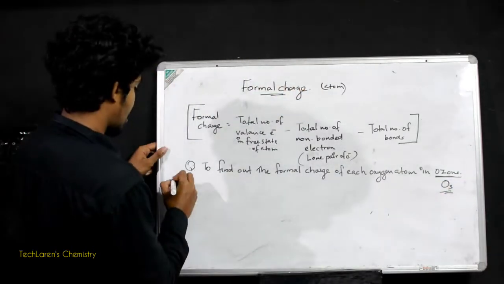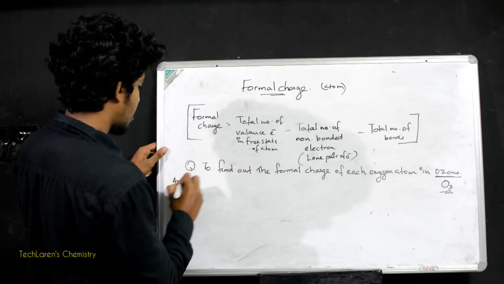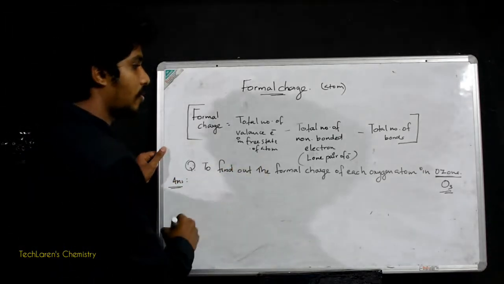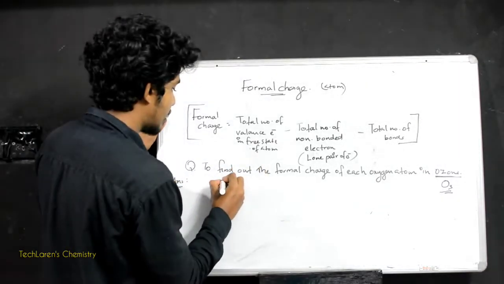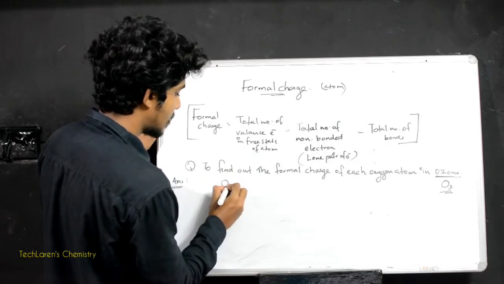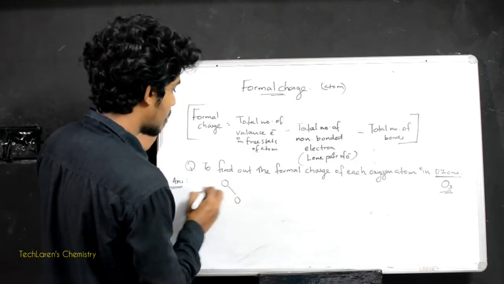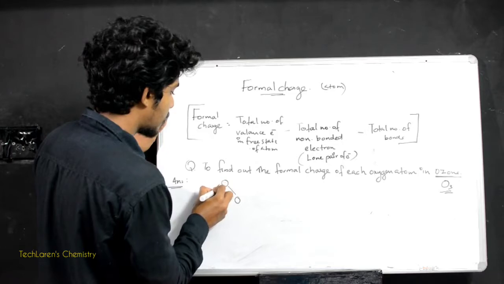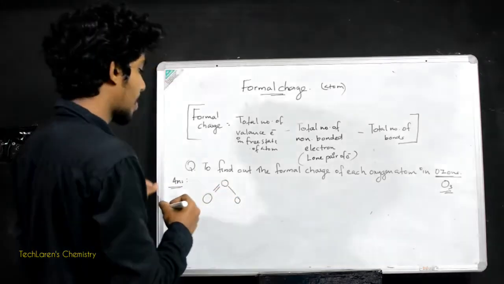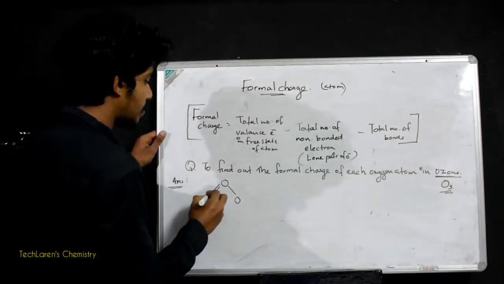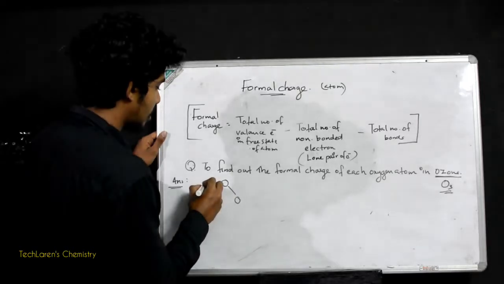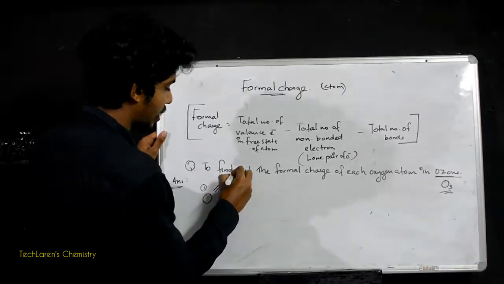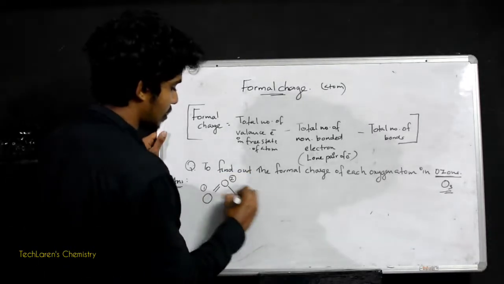So the answer is, first draw the structure of ozone. The centrally placed oxygen is single bonded to another oxygen and double bonded to another oxygen. Let's give numbers to the oxygens. This is the first oxygen, this is the second oxygen, and this is the third oxygen.